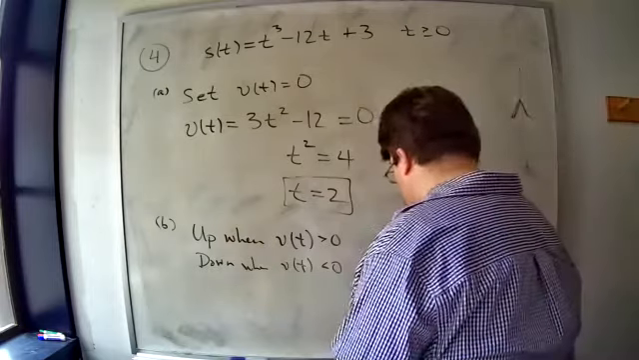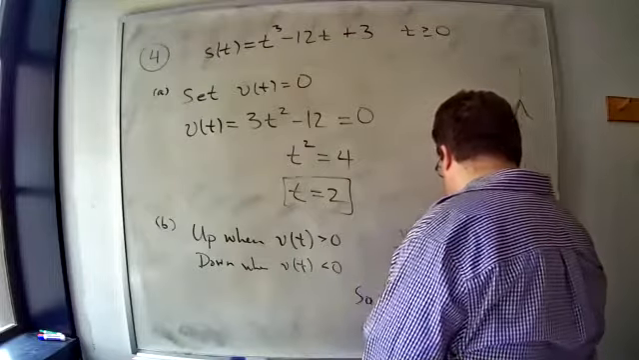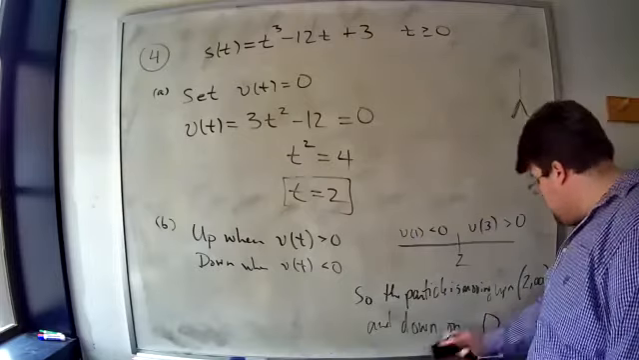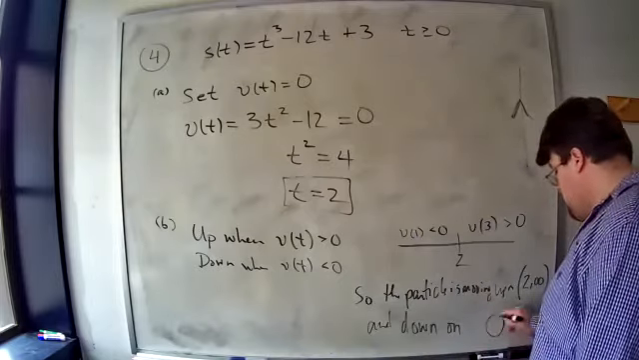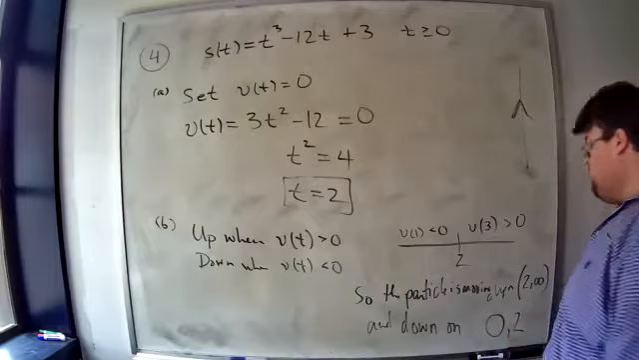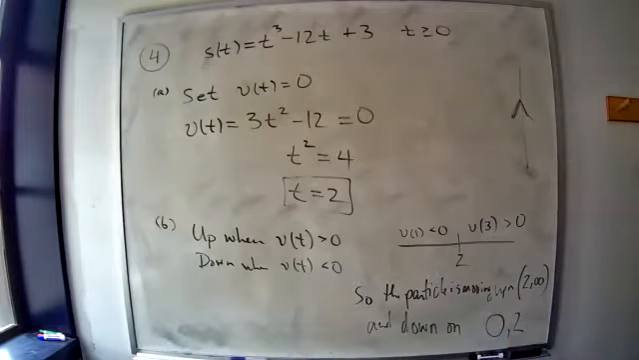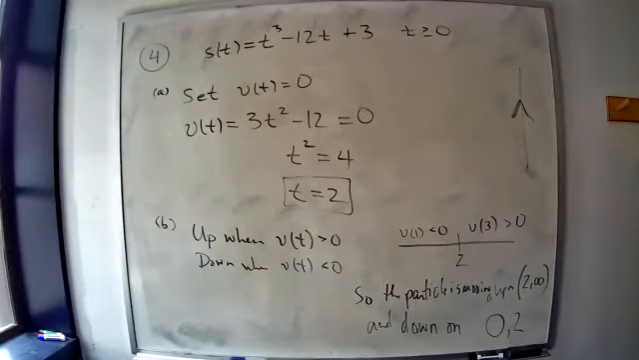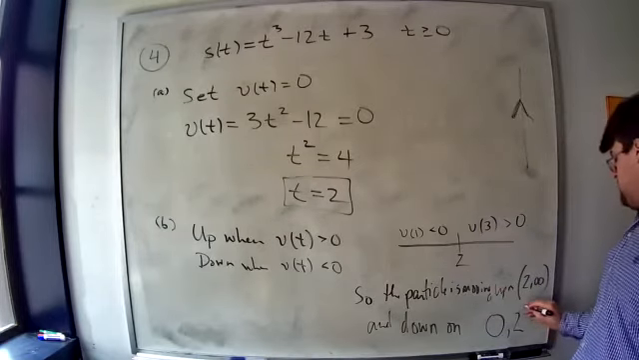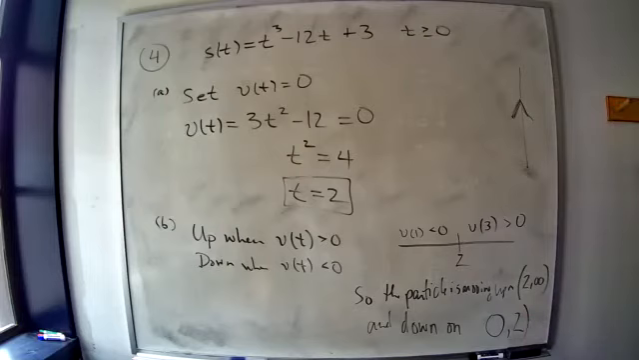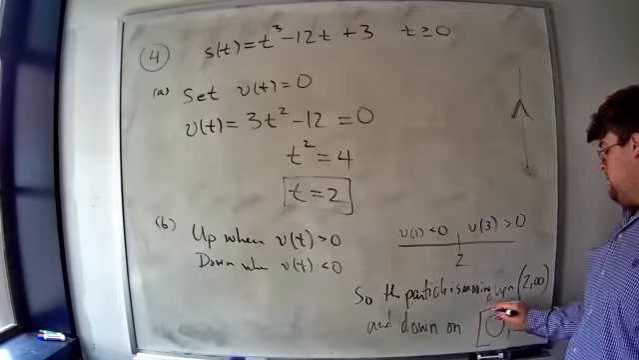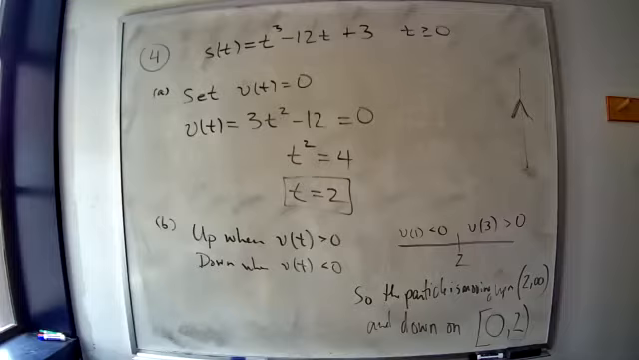And down on, that's about 0. Moving down where the velocity is negative. Where's the velocity negative? Well, on the other side of 2, we're only considering 0 and positive numbers. At 2, velocity is 0. We don't include that. Do we include 0? Yes.